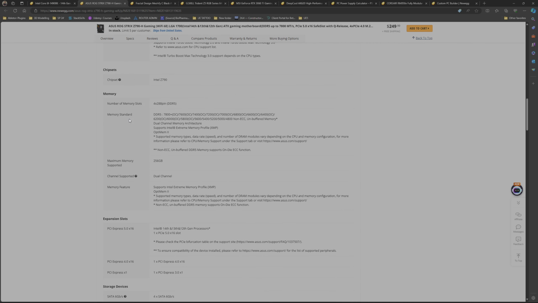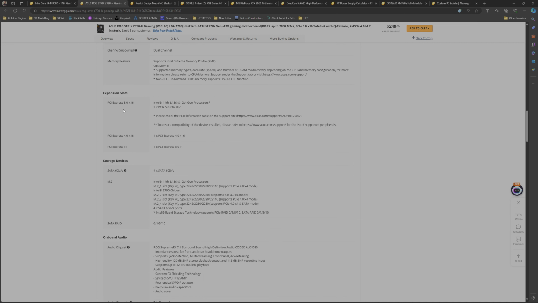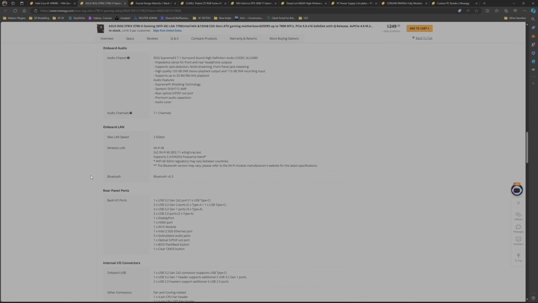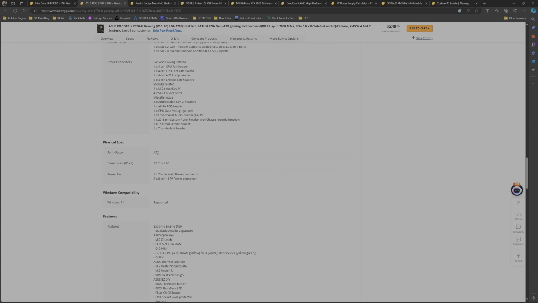You then want to go down to the number of memory slots, DDR5. So keep that in mind. You know you're going to need DDR5 RAM. PCI slots, these are important for graphics cards. We're going to get there later. But you also want to go down here to the form factor and dimensions, ATX. So now we know the CPU is going to fit in the motherboard. We now know that the motherboard takes an ATX form factor and only takes DDR5 RAM.